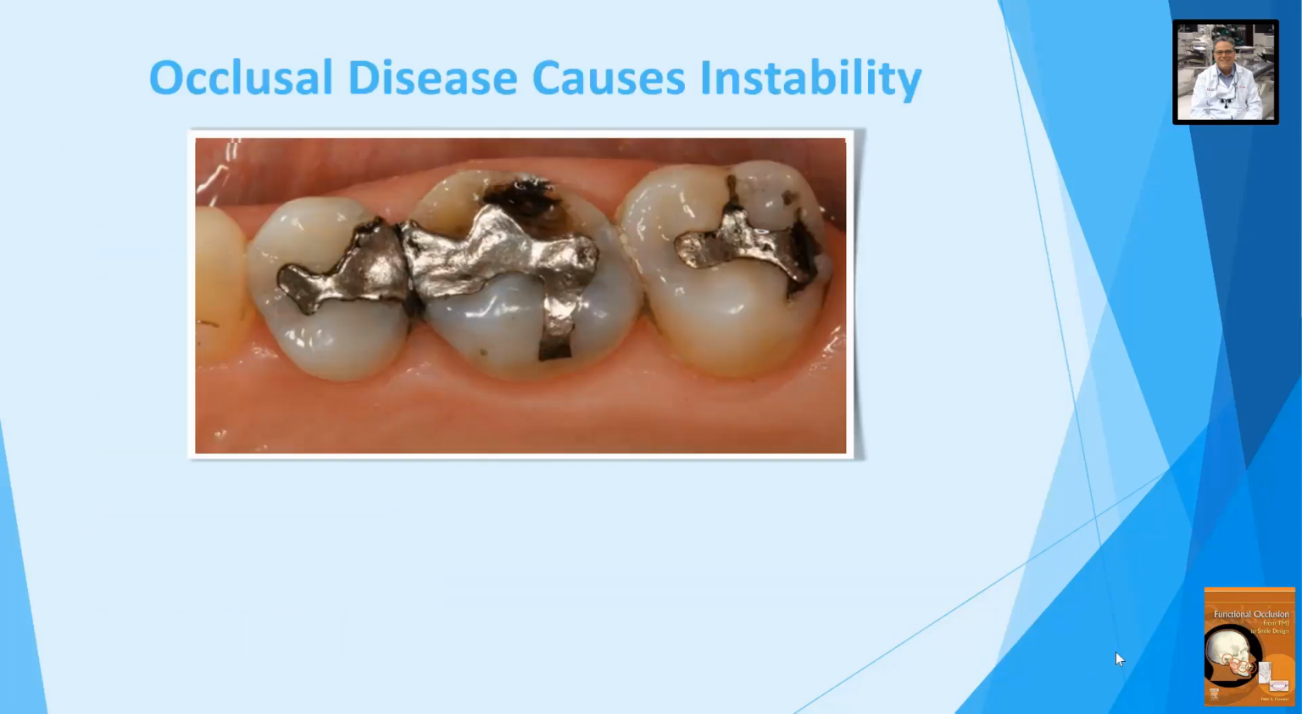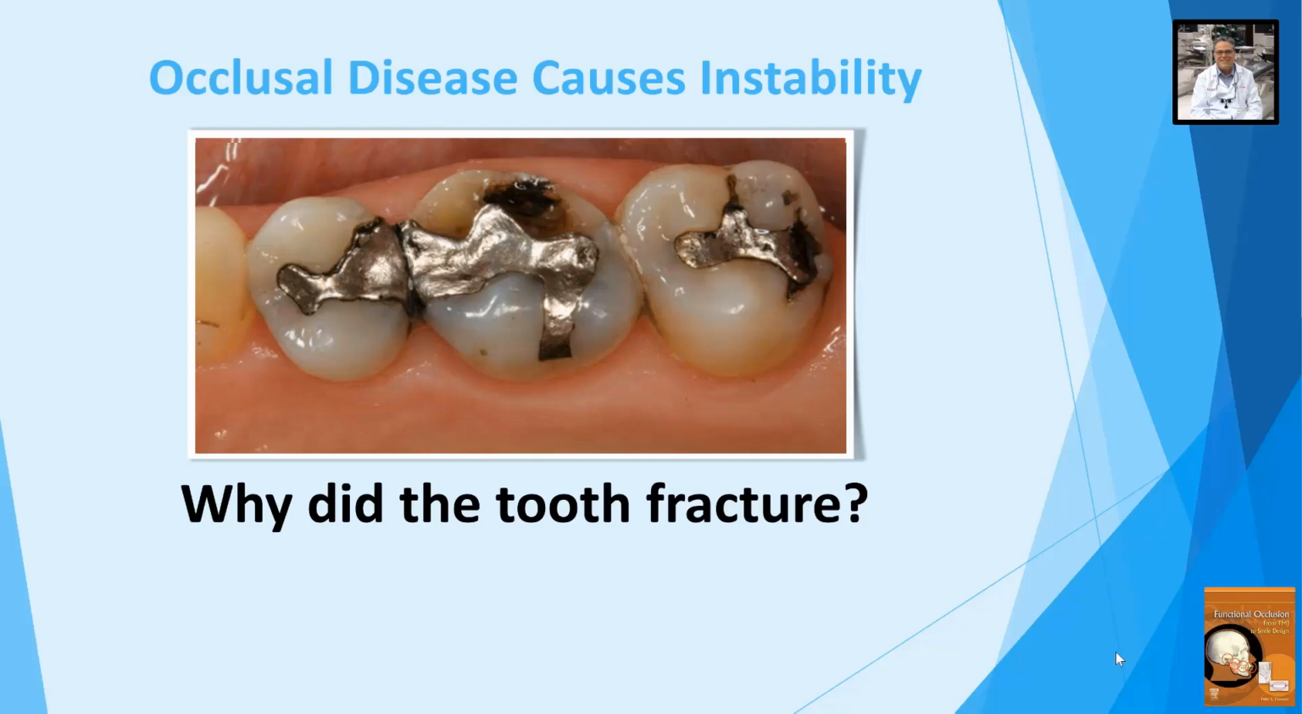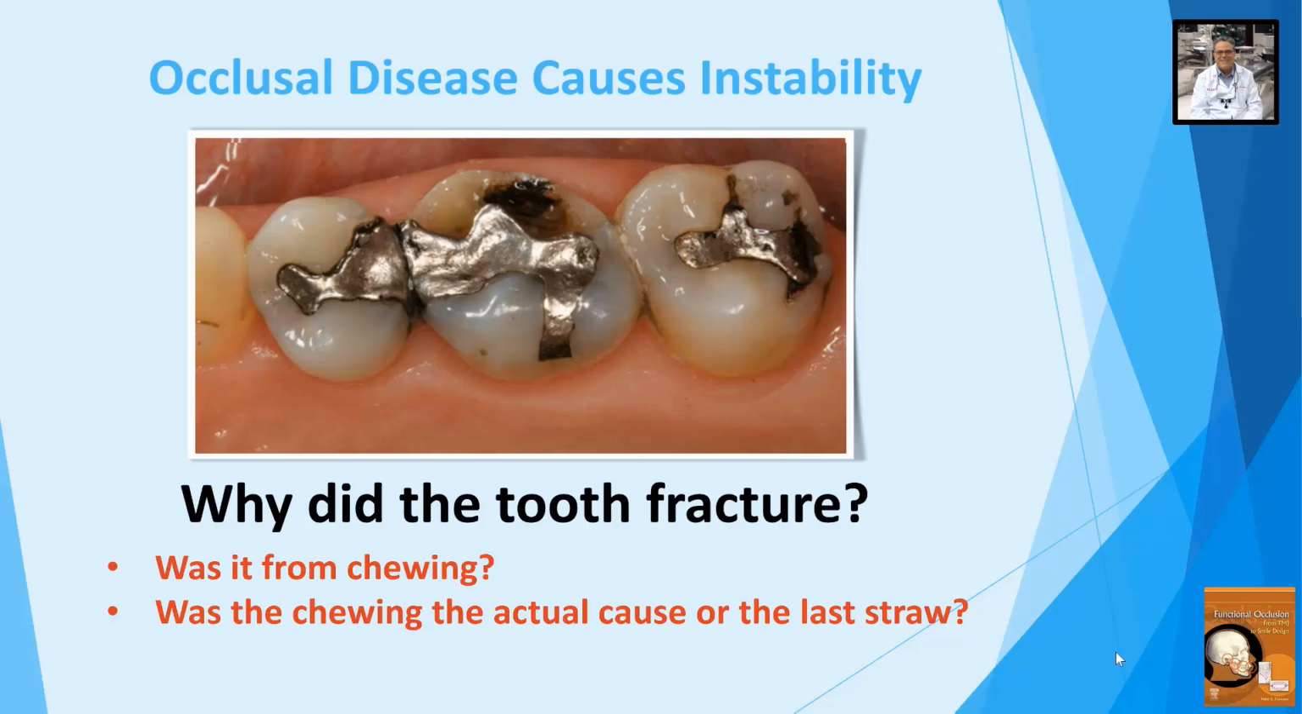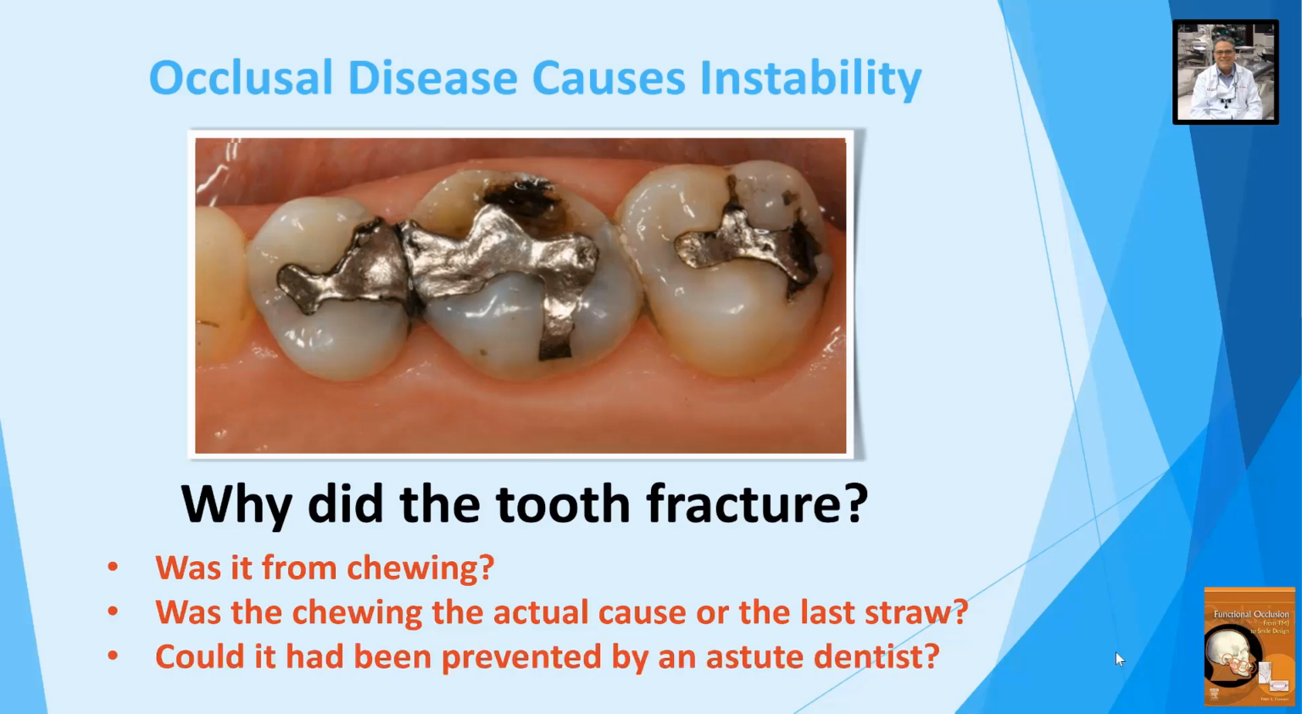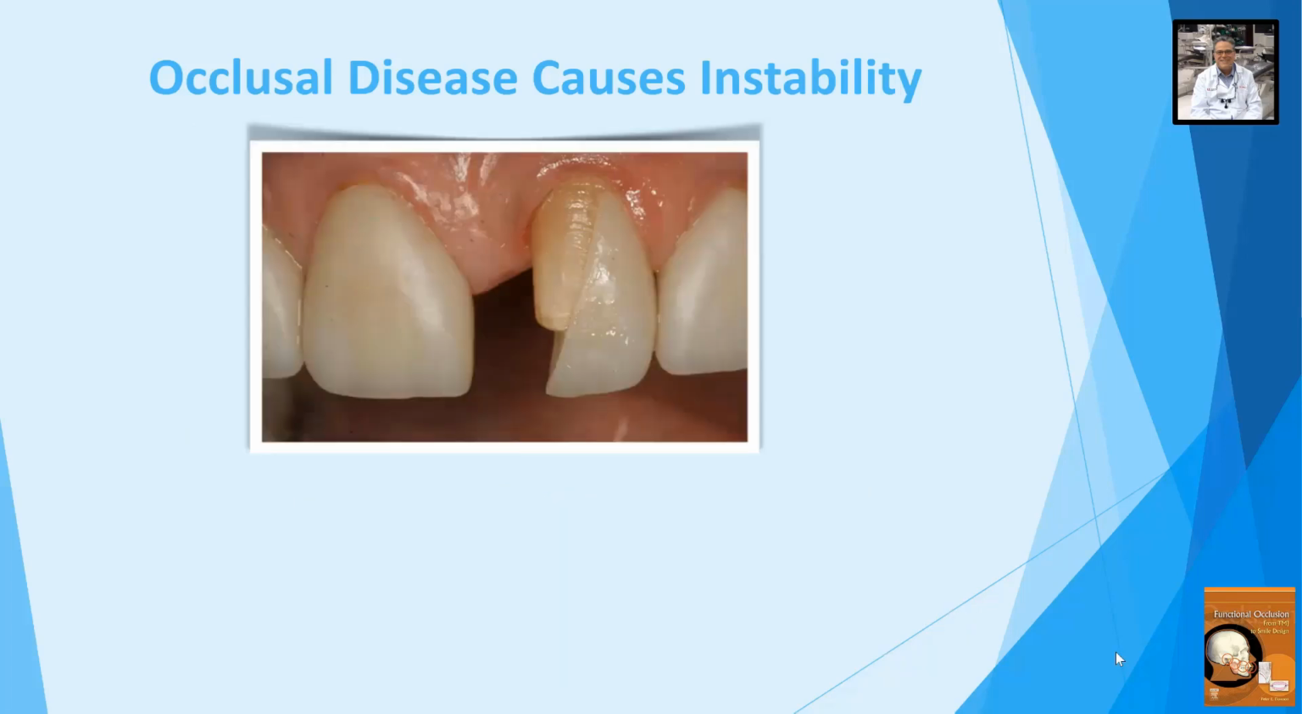Occlusal disease causes instability. And so now when you see this type of thing and somebody comes in with a broken cusp, you want to ask yourself, why did this tooth fracture? Was it from chewing? Was chewing the actual cause or the last straw? Could have been prevented by an astute dentist. Or we look at this, and we see that breakage. And this will ruin your day, these nice pretty porcelain crowns, and they're only in there a month or 6 months, and somebody comes in like this.